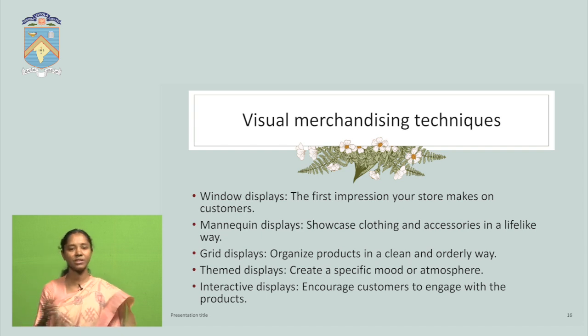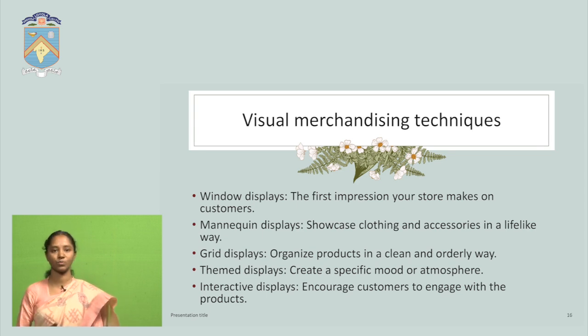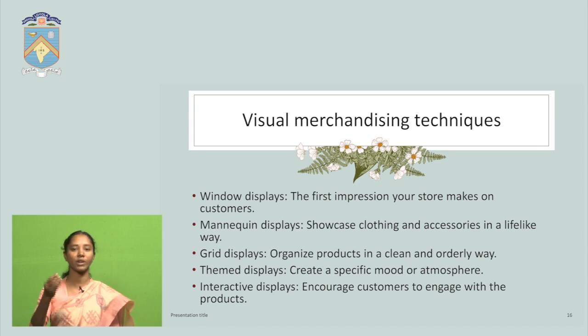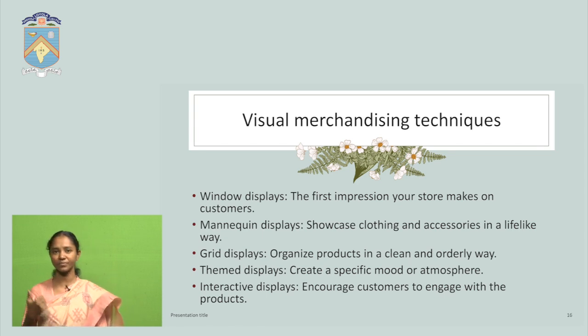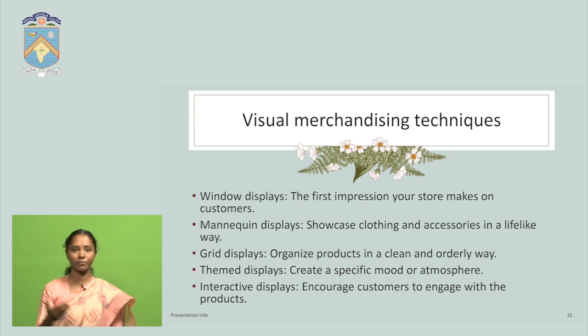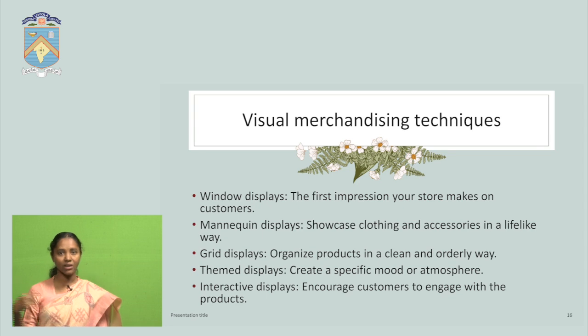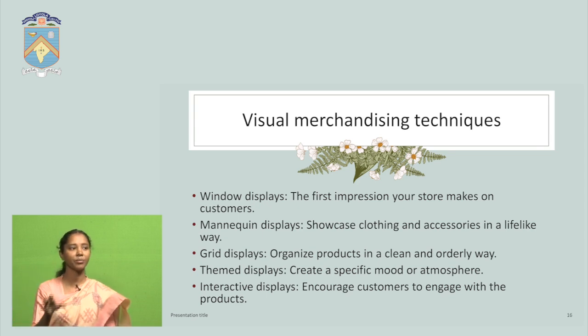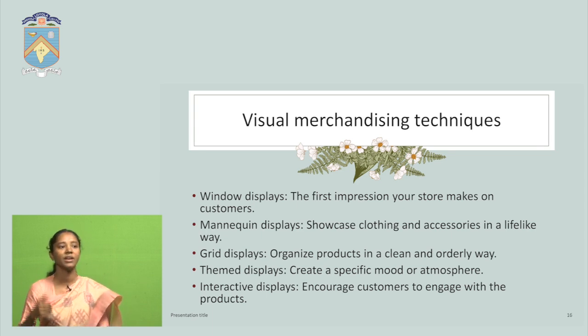Next, grid displays. Grid displays organize the things in a very orderly way. And themed displays. Themed displays create a specific mood or atmosphere. For example, take a festival season. If we consider the Pongal celebration, the decor of that particular store will be completely themed with Pongal-related decoration. That is themed displays. Coming to interactive displays, they encourage customers to engage with the products. So these are the different visual merchandising techniques.